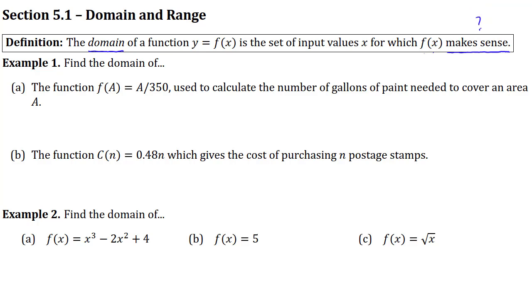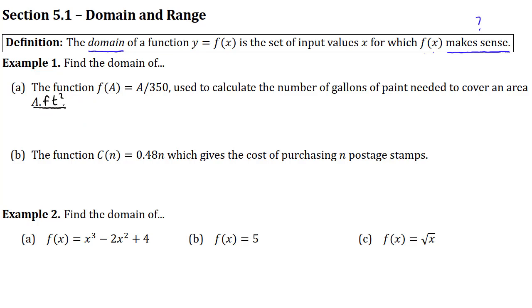So with example 1, we want to find the domain of these functions. The first function is f of a, so the input is a, and the output is the result of doing a divided by 350. This function is used to calculate the number of gallons of paint needed to cover an area of a square feet, I probably should have said. So what makes sense for the domain here?